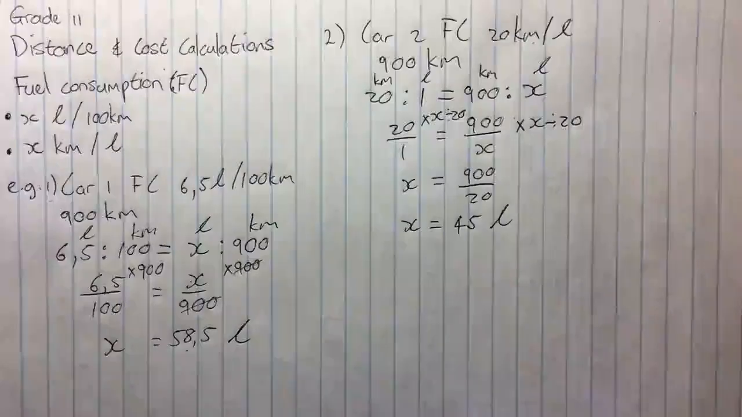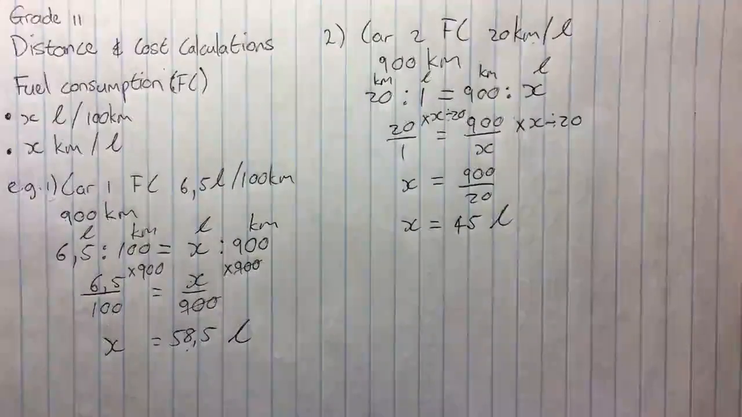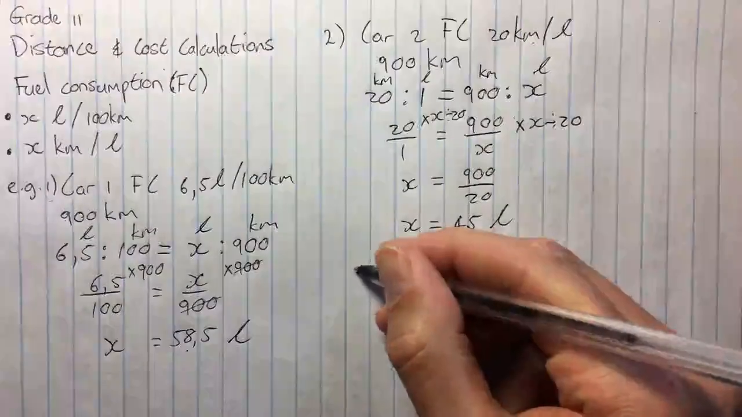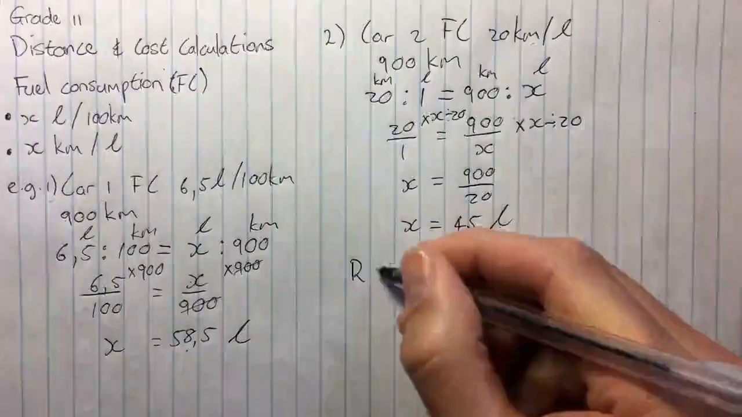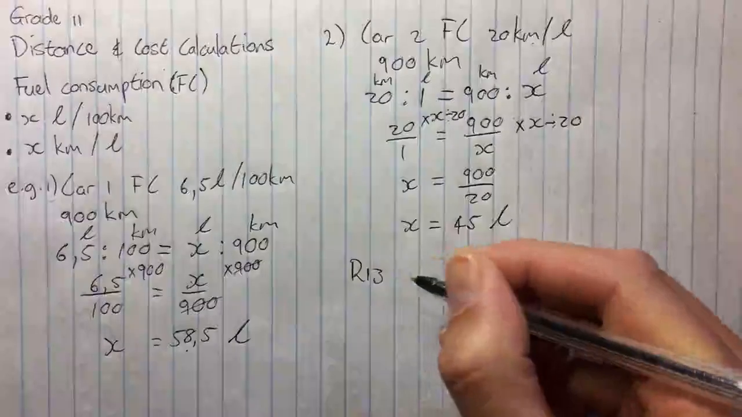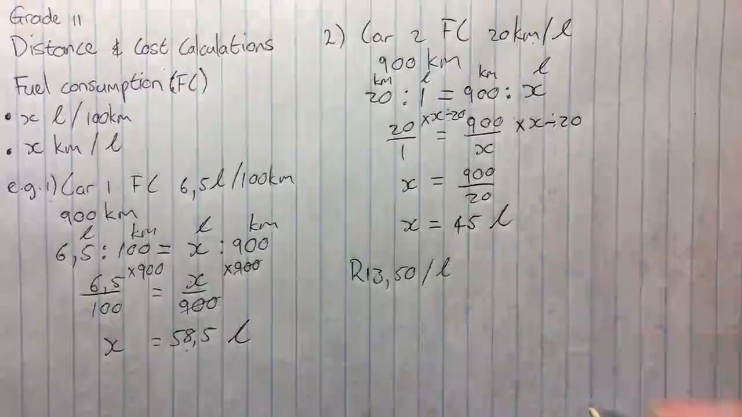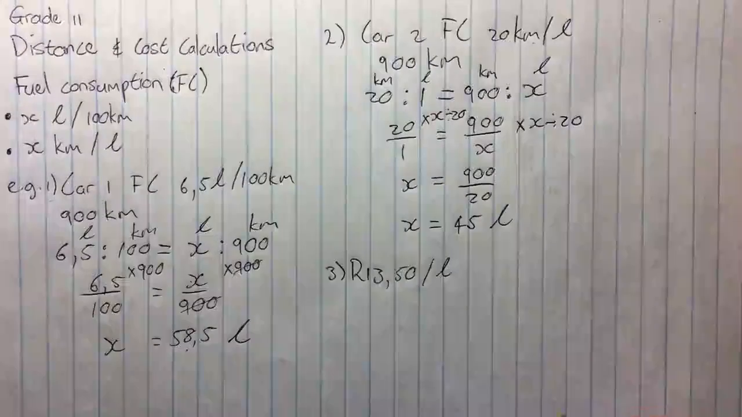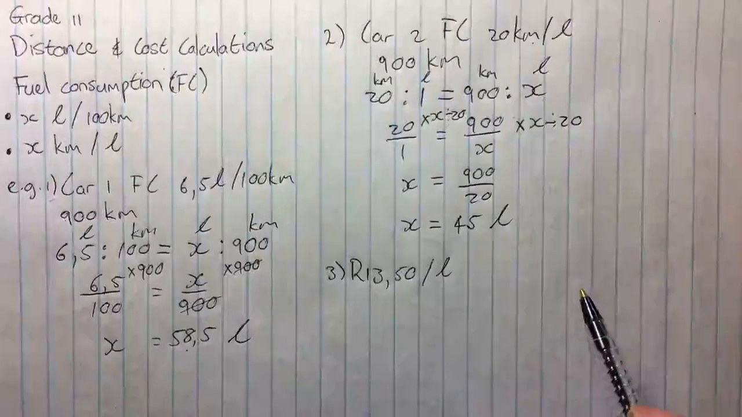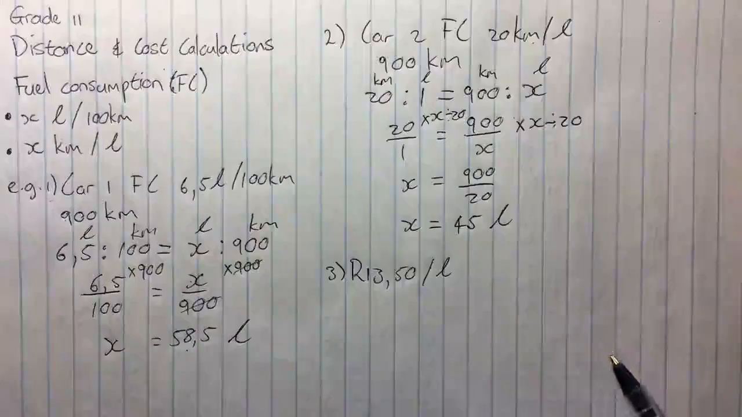Okay, if we take the question further and say the price per liter is, I think it's around about, let's say it's 13 Rand 50 per liter. Okay, if we take this question further, let's make this number 3. What would the price be for car 1 and for car 2 to drive the 900 kilometers?